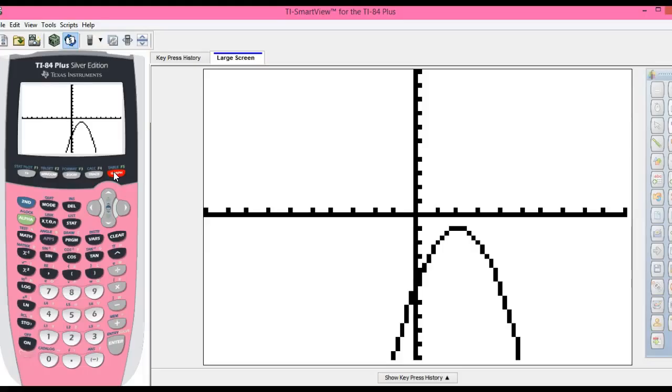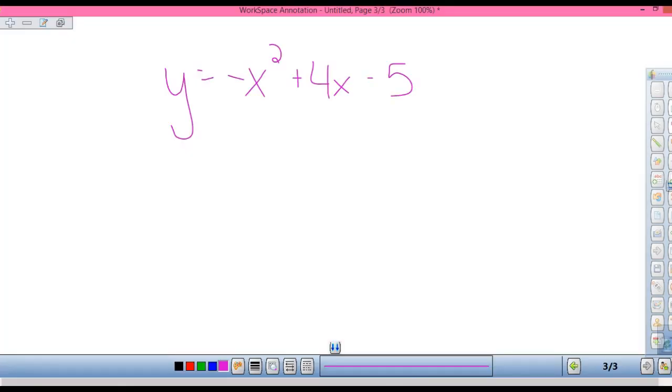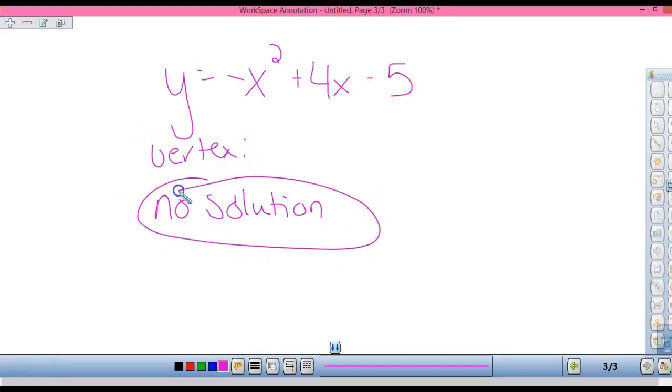How many solutions am I going to have? Yeah, there aren't any. It doesn't cross the x-axis, does it? So right away, I can write no solution. It doesn't cross the x-axis, so therefore there's no solution. What else do I need to find, though? I got to find my vertex. No, we're not finding our 0. Why? We already found our 0. What is my 0? There isn't one. It doesn't cross.